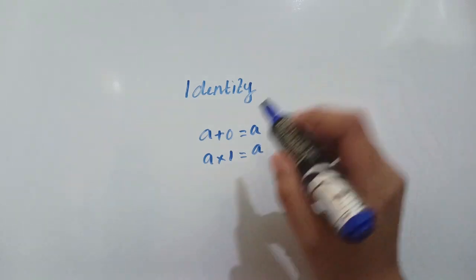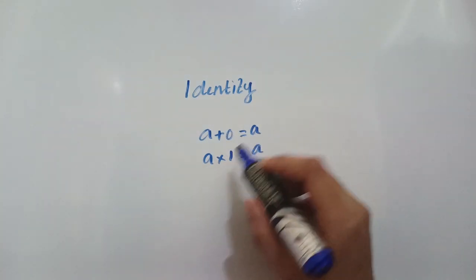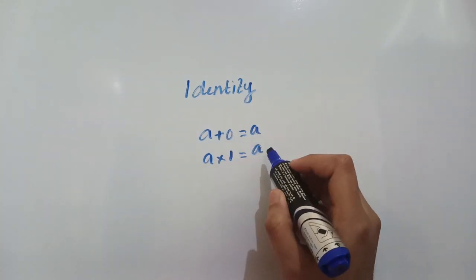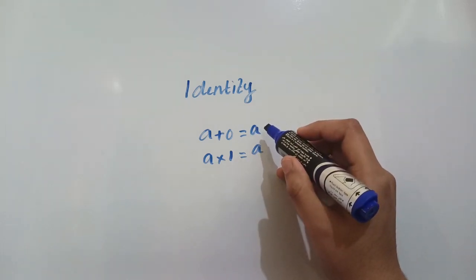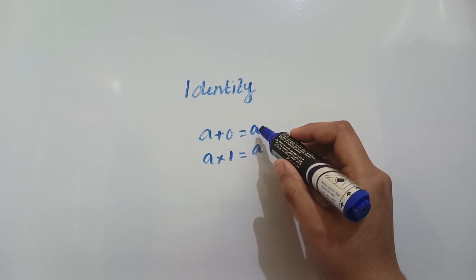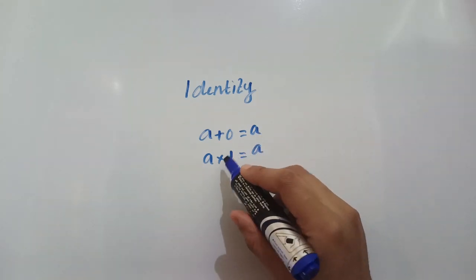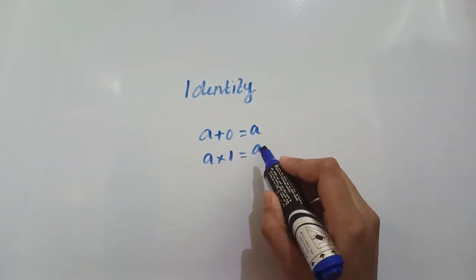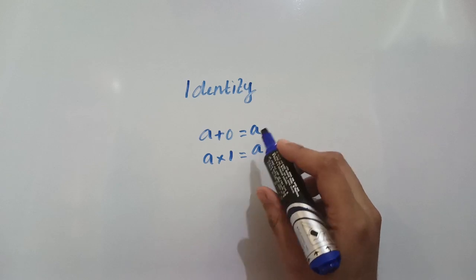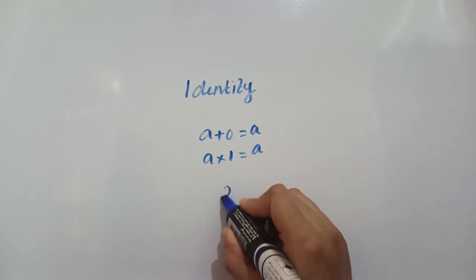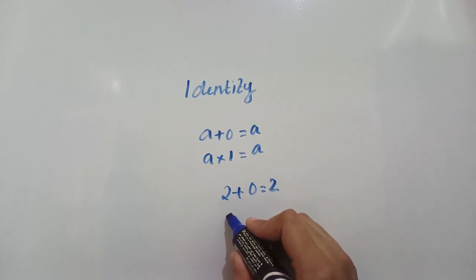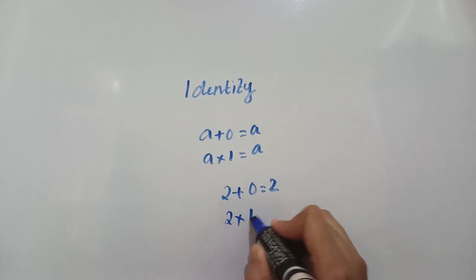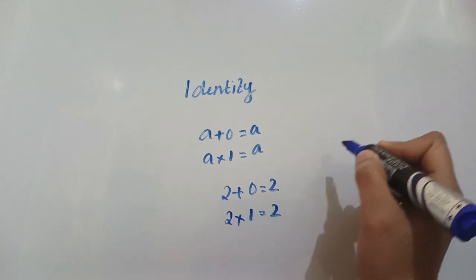Next, identity. a plus 0 is equal to a, and a into 1 is equal to a. That is, adding 0 to a real number, we get the real number itself, or multiplying a real number by 1, we will get the real number itself. For example, 2 plus 0 is equal to 2. 2 into 1 is equal to 2.